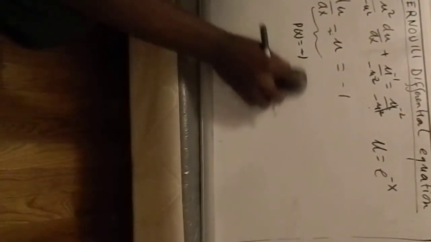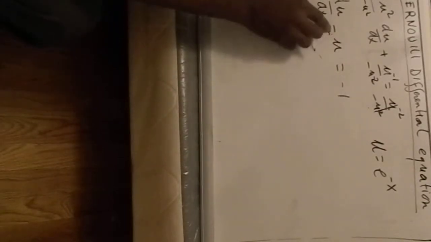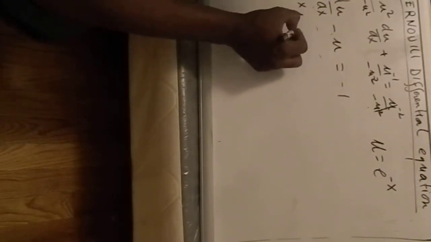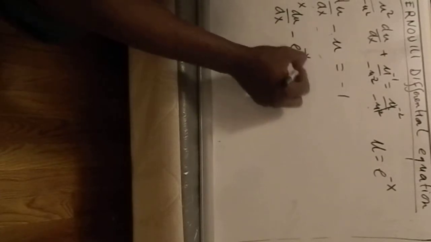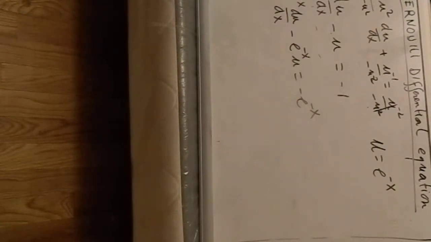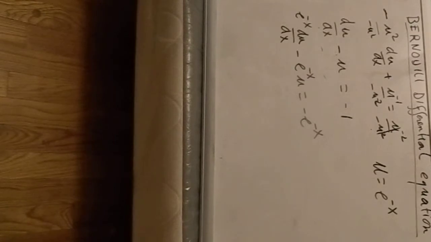The integrating factor. Therefore, I use that to multiply all of the members of this equation. I'm going to give you e to the negative x du dx minus e to the negative x u equals negative e to the negative x. Now, you can see that. From that standpoint of view, I can do something here.